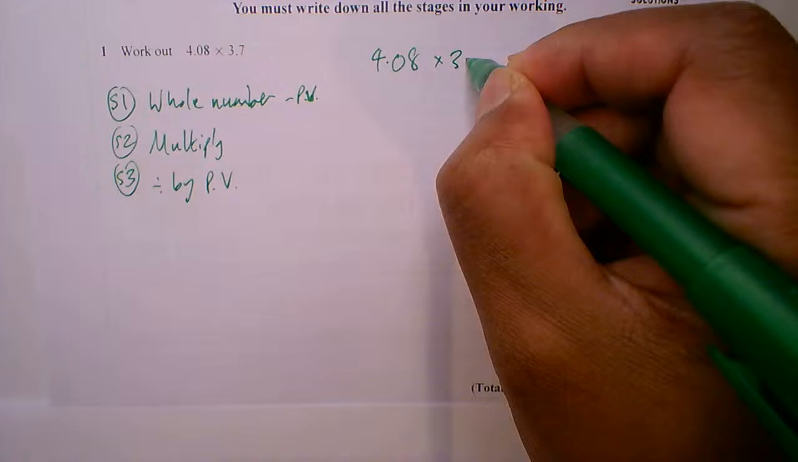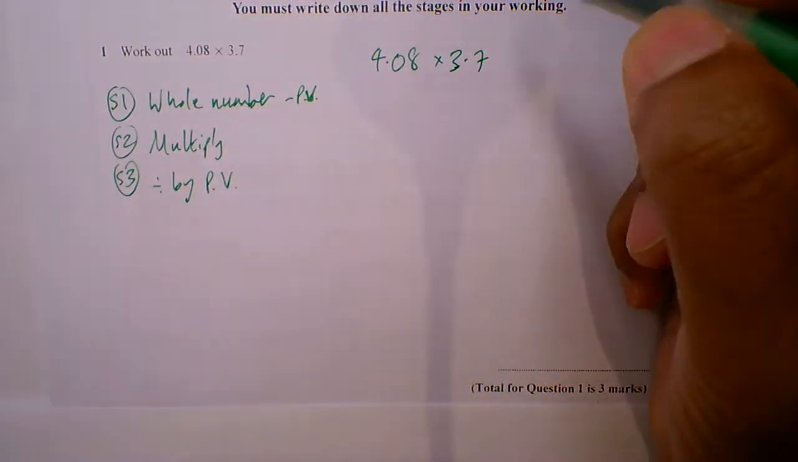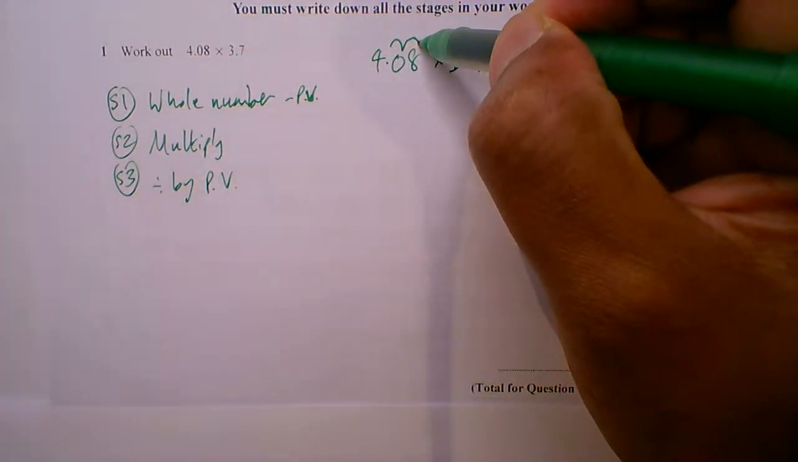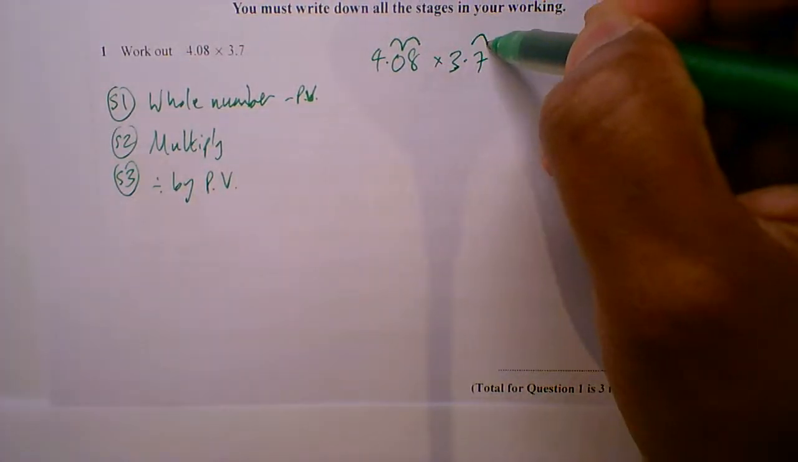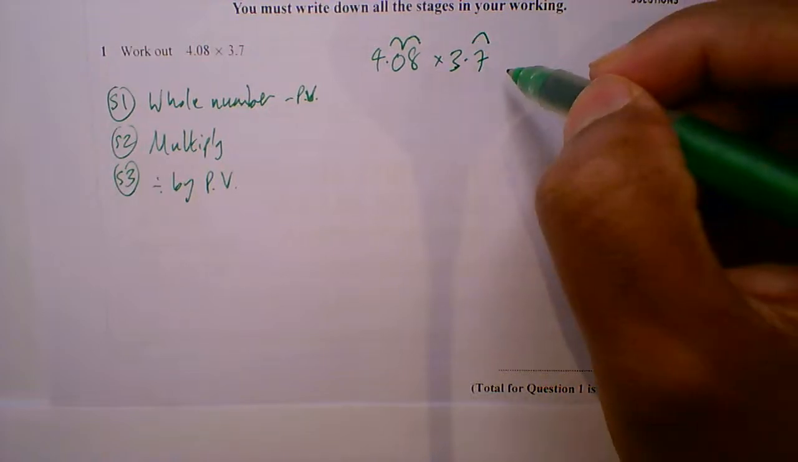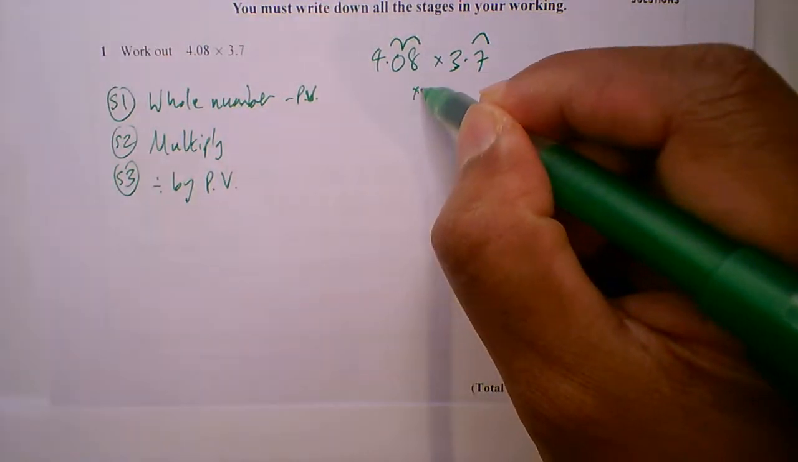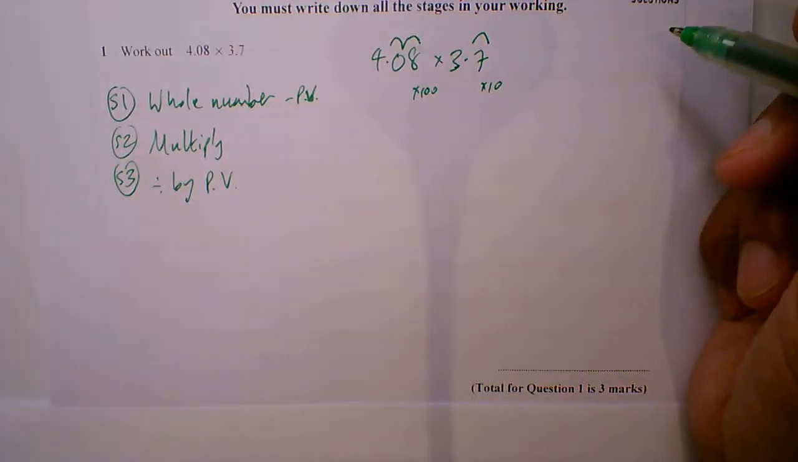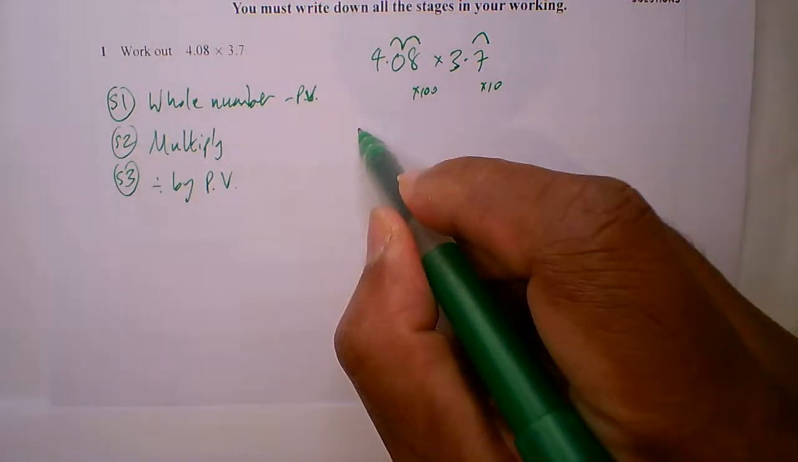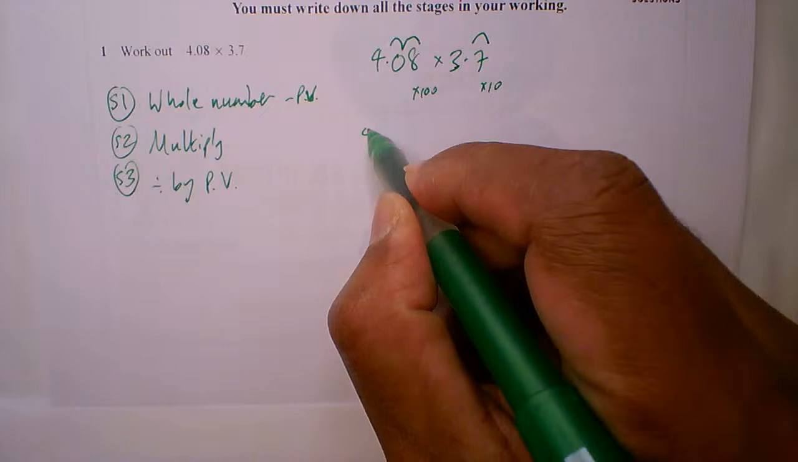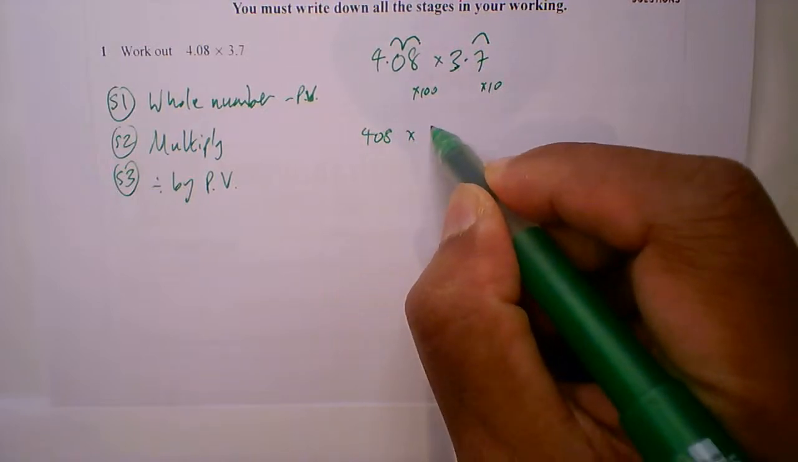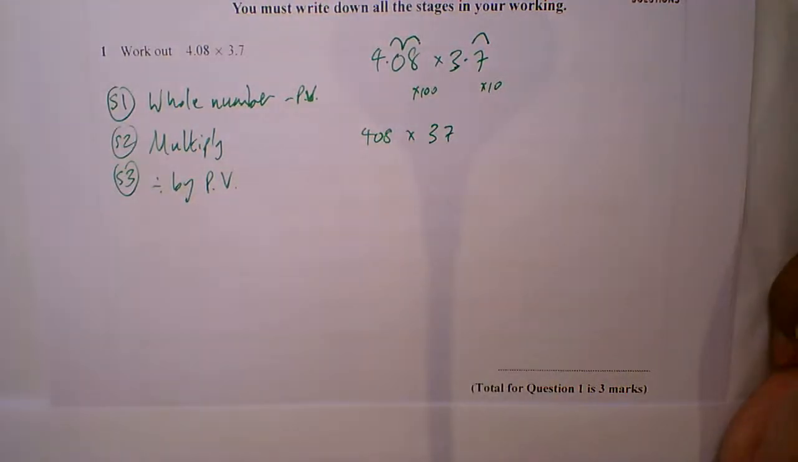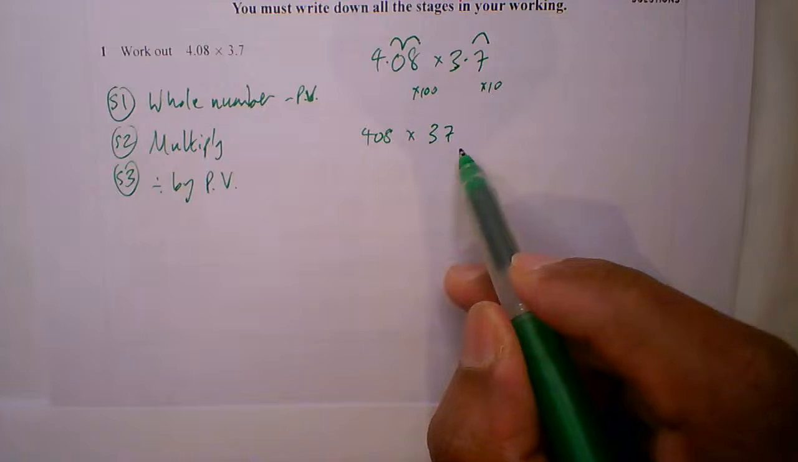So let's look at what this is. 4.08 times 3.7. I've got 2 place values here and 1 place value. So what I'm doing is I'm multiplying by 100 and I'm multiplying by 10. So altogether, I've multiplied by 1,000. So this now becomes 408 times 37. So I'm going to be multiplying these two numbers.